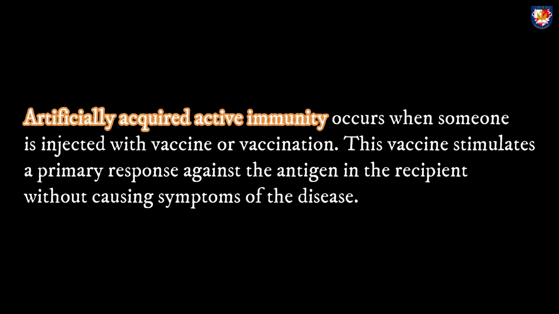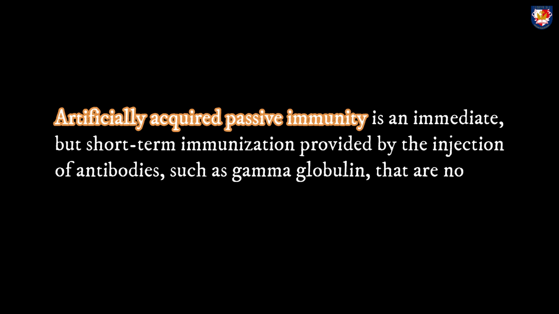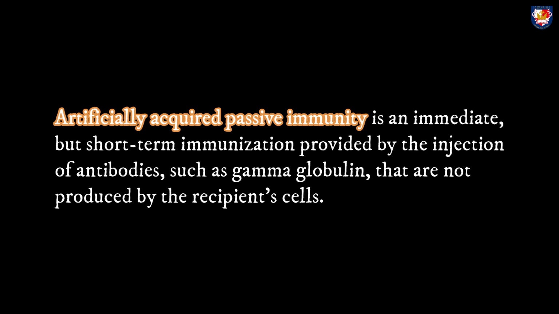Artificially acquired active immunity occurs when someone is injected with a vaccine, or vaccination. This vaccine stimulates the primary response against the antigens in the recipient without causing symptoms of the disease. Artificially acquired passive immunity is an immediate but short-term immunization provided by injections of antibodies, such as gamma globulin. They are not produced by the recipient's cells.